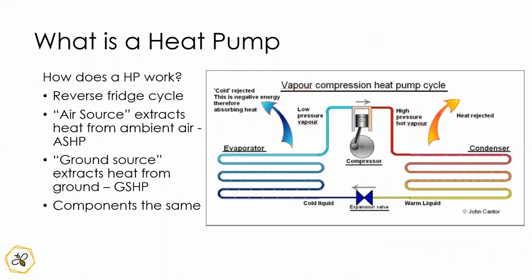And this is John Cantor's dynamic version of it. So here is your cold, and here is your heat. So this is where your heat is absorbed, and this is where your heat is rejected. So in the heat pump, you're just reversing that process.